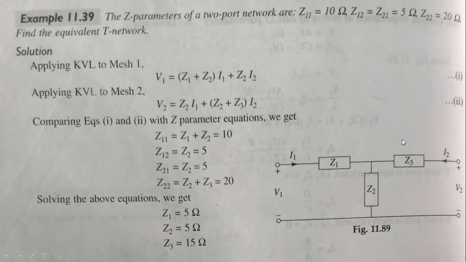If you are looking from mesh 2 at this moment, here Z2 and Z3 will be added, and I2 is flowing. And if you are observing across, that is nothing but Z2, I1, because I1 is flowing in that, and across V2. So in this way, compare equation number 1 and 2, you will be able to find Z11 is nothing but Z1 plus Z2, that is the 10, and Z12 and Z21 are nothing but the middle part Z2, that is the 5 ohm. And the last is Z22, which you observe from the output, that is Z2 and Z3. So in this way, you can easily find the value of Z1, Z2, Z3.